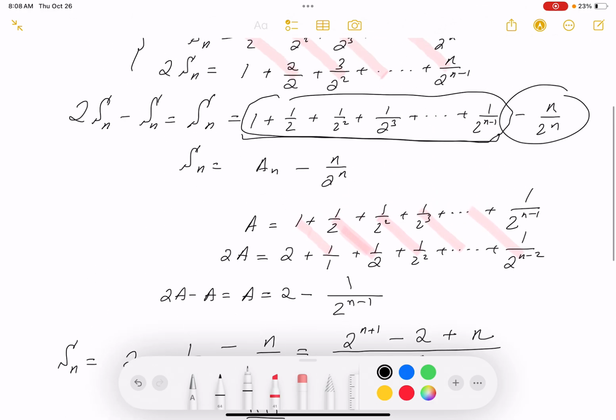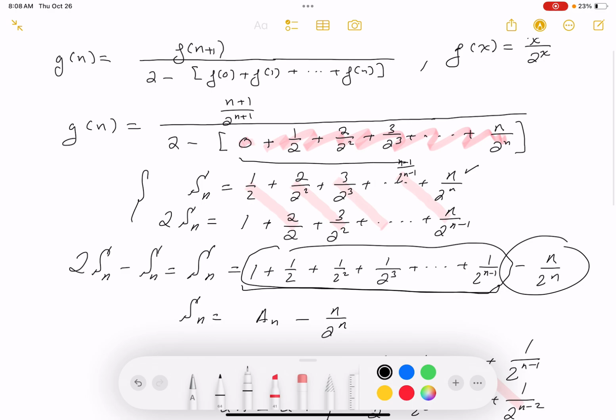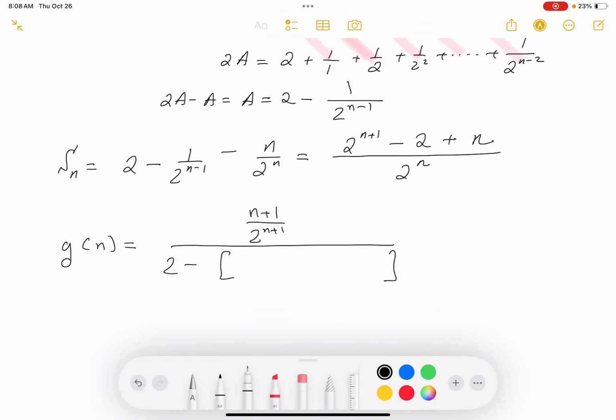Right, we just figured that Sn. Let me go back over here and point out what I mean by that. We just figured this thing out over here. So 2 minus that Sn, right? What's Sn? Let's write that down. 2 to the n plus 1 minus 2 plus n, and then that's over 2 to the n. Wow. What do you do now?